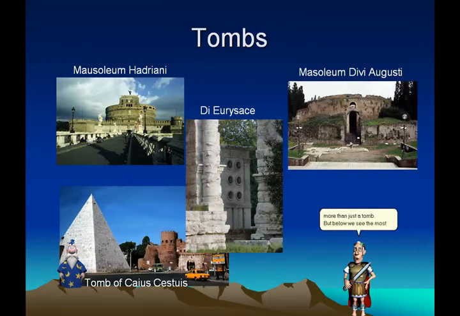But below we see the most interesting of the tombs in Rome. This is not the only pyramid to stand in Rome, but it is the only one left in Rome. The tomb of Caius Cestius. According to Cicero, he was a praetor.